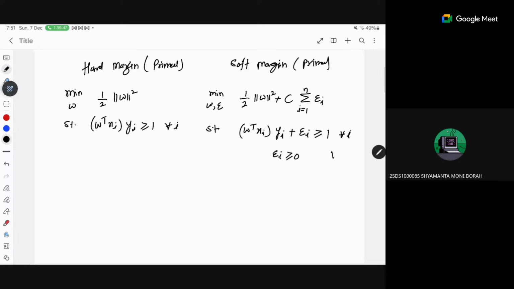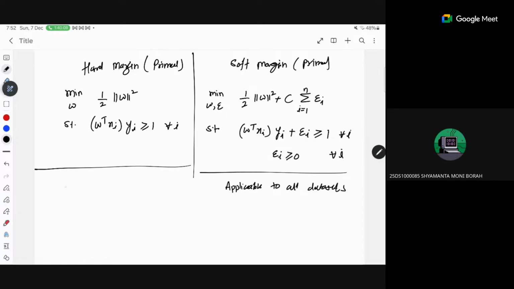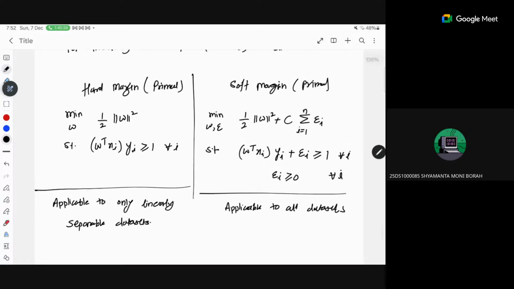Is that fine? The soft margin formulation is applicable to all data sets. The hard margin formulation is applicable to only linearly separable data sets. Is it okay? Fine.